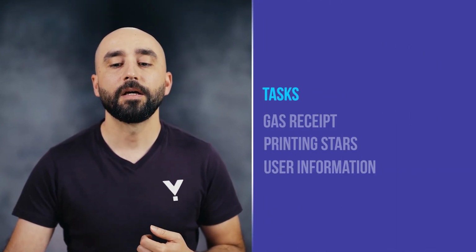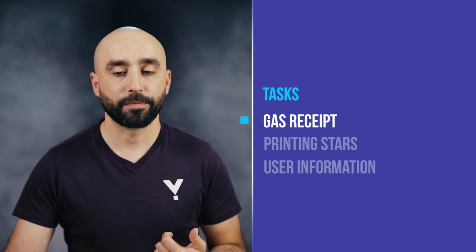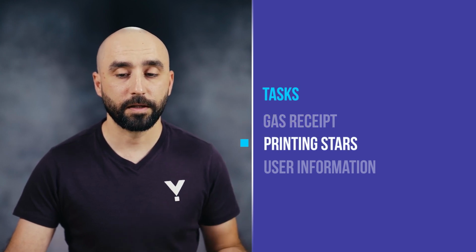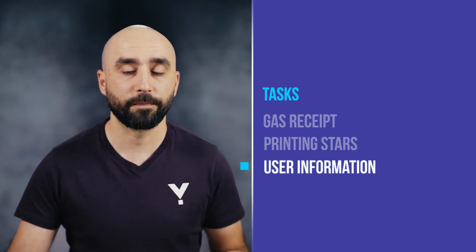Today we will have our practices with the subject we learned. The last subject we learned about was printing in Java. So we will go through all the syntax and then we will practice this. Today we have 3 tasks. One of them is gas receipt, the other one is printing stars, and the last one is user information. All right. So we will go through these tasks step by step, one by one, and hopefully at the end of the task you will have full confidence about how to print in Java.